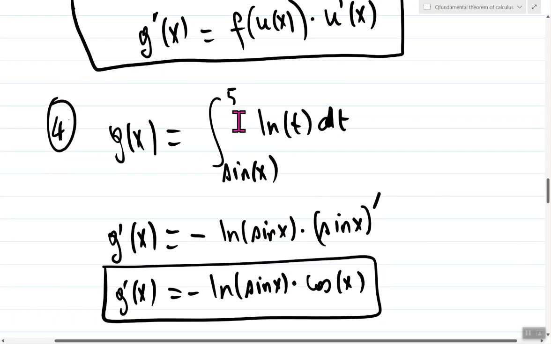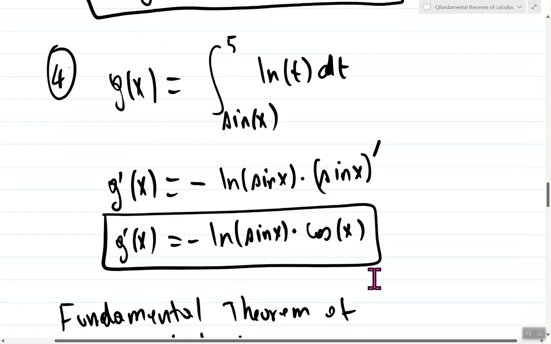Another example: anytime you have the number as the upper limit and the function as the lower limit, it means you will put a negative sign. So you have negative times, then you copy the integrand, evaluate the integrand at sin of x, and then take the derivative of sin of x. The derivative of sin of x is cosine of x. So the answer is negative natural log of sin of x times cosine of x.